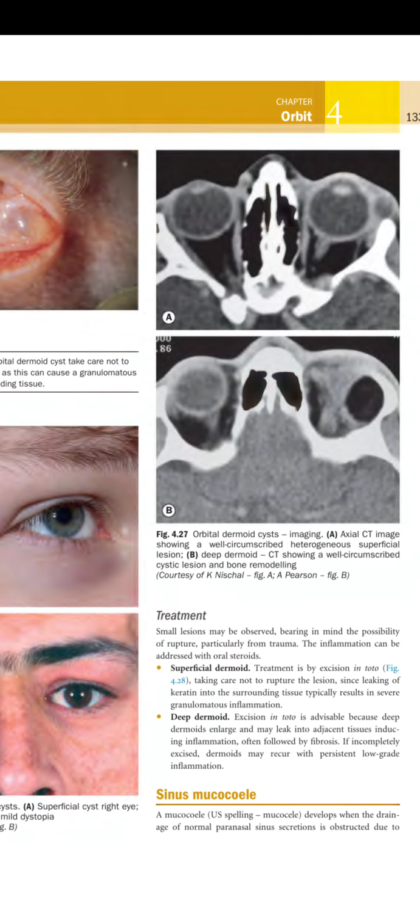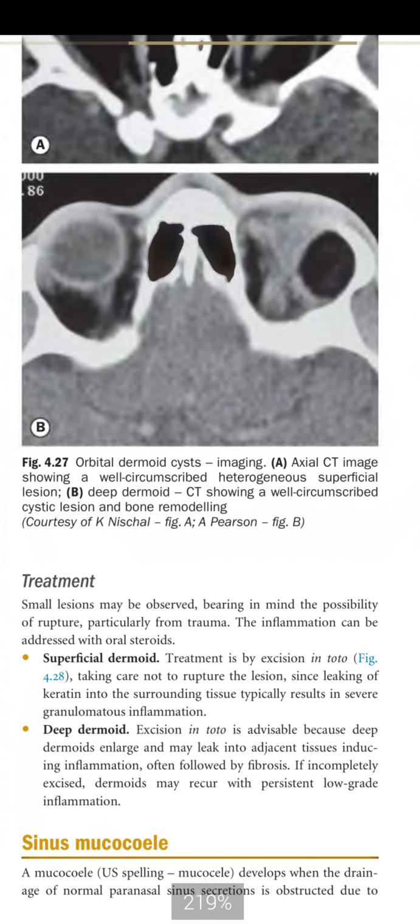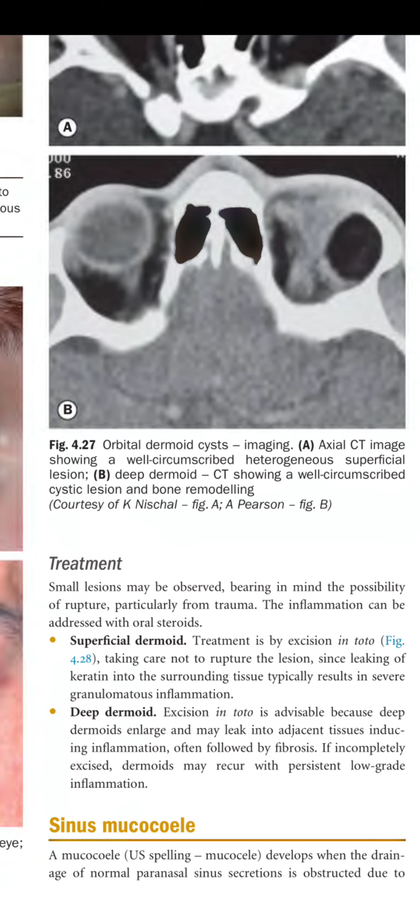Treatment: a small lesion may be observed, bearing in mind the possibility of rupture, particularly from trauma. The inflammation can be addressed with oral steroid. So if the dermoid is ruptured, you can give steroid to reduce the inflammation.